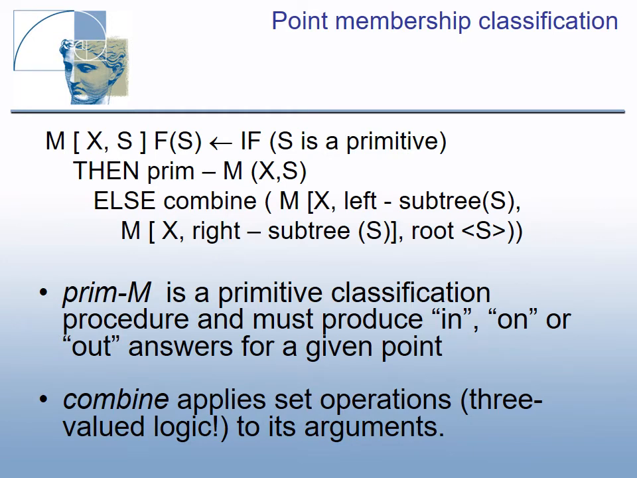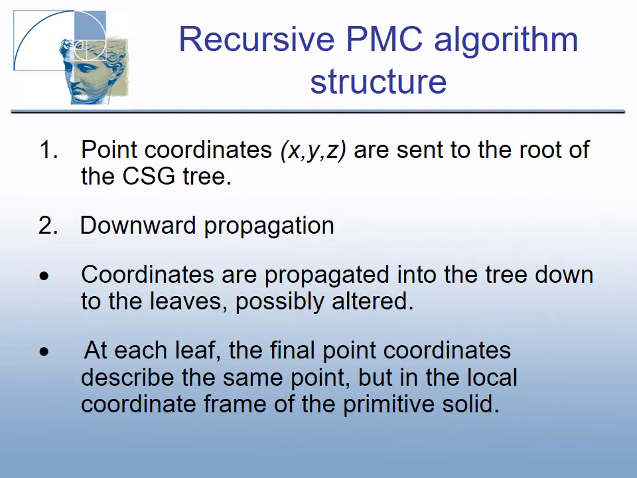This is a pseudocode for the PMC procedure. Prim-M is a primitive classification procedure and must produce in, on, or out answers for a given point. The Combine procedure applies set operations with three-valued logic to its arguments. First, the left subtree is processed. Then, the right one, and the results are combined.